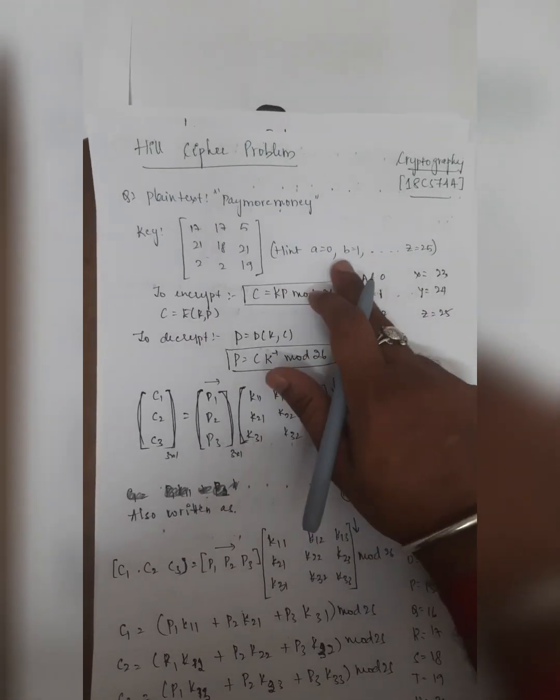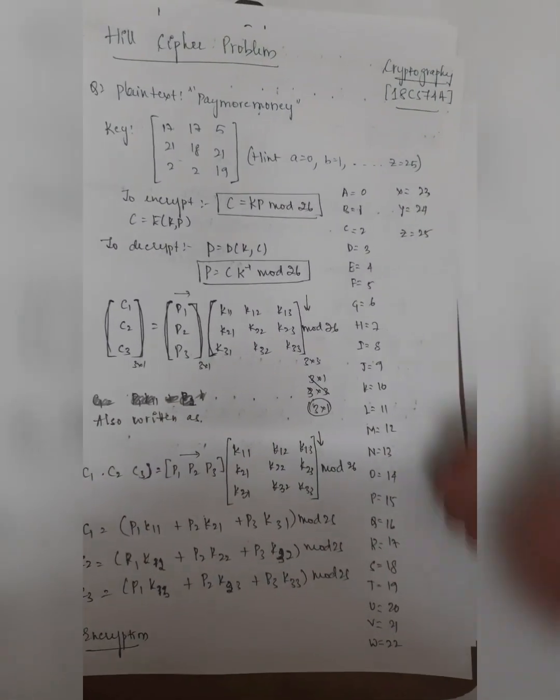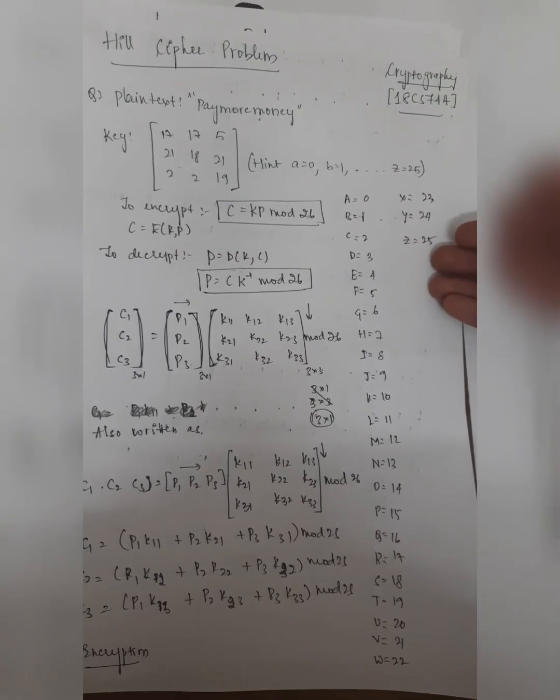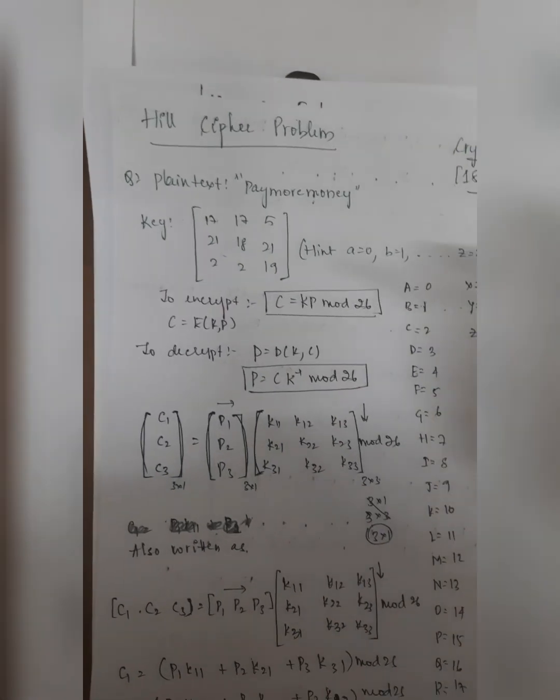And they have given a hint that A is equal to 0, B is equal to 1 and Z is equal to 25. So write down those things here. The values A from 0 and Z ends with 25. Write it down so that it will help you out further. I will tell you how it will help you out in further steps.